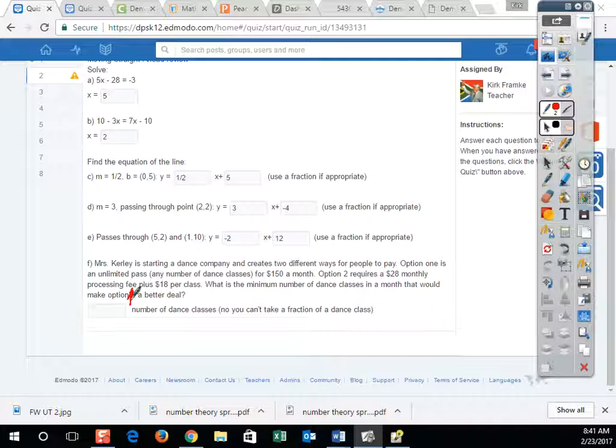All right, so we know that option 1 cost is equal to 150. Option 2, we have the equation cost is equal to 28 plus my $18 per lesson. Well, when the costs are the same, C is equal to C, correct? So what I really want to know is, when is 28 plus 18L equal to 150? So what's the opposite of positive 28?